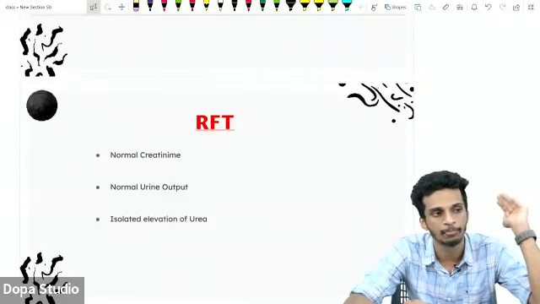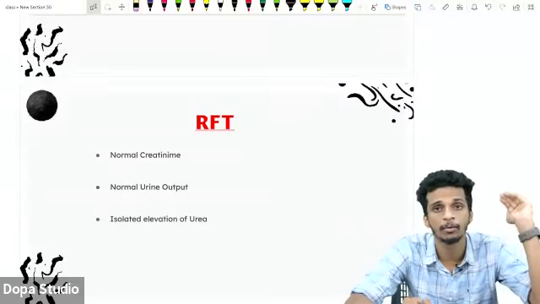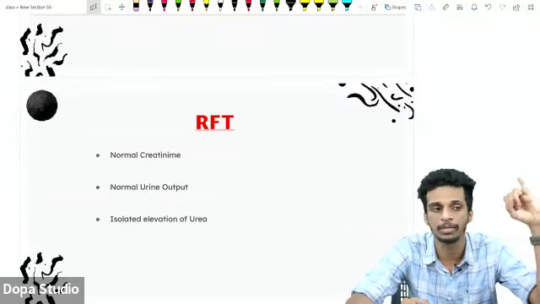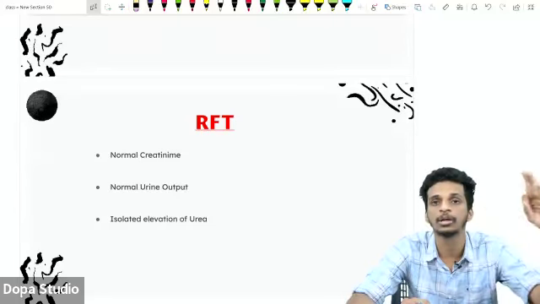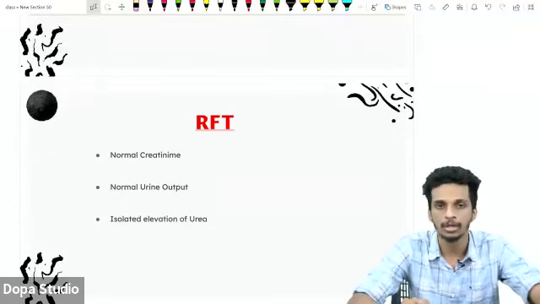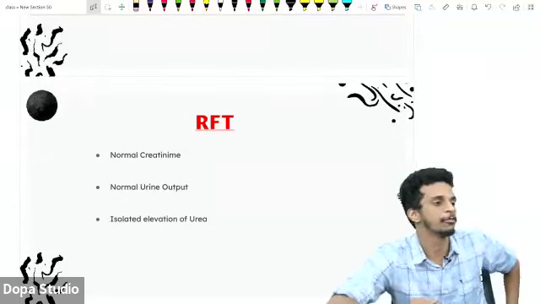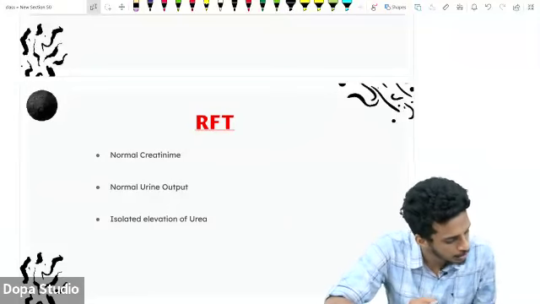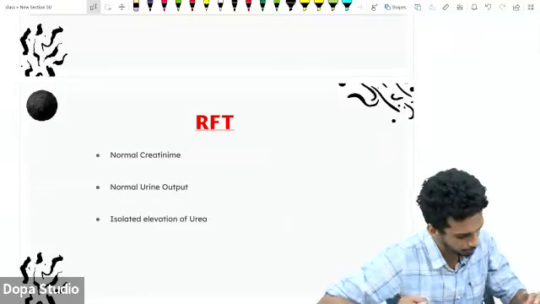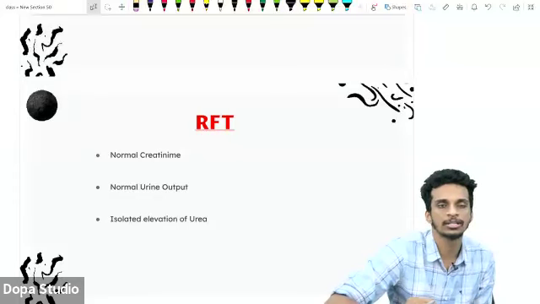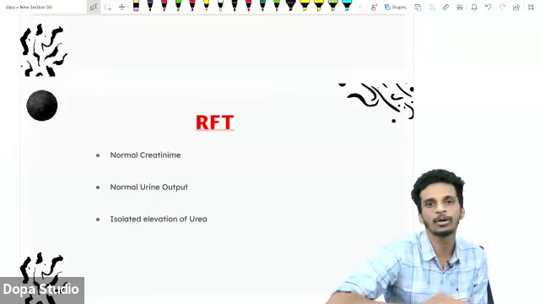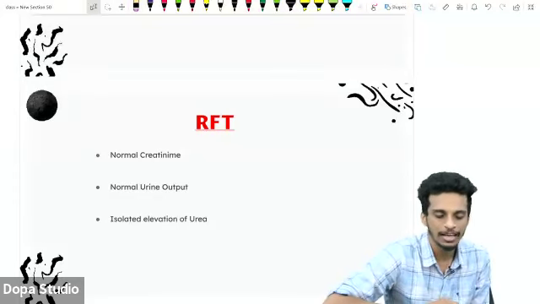At this point of time, we are discussing only and only about the routines. Routines include CBC, RFT, electrolytes, and in some patients, LFT. So speaking about RFT, as you know, it is the renal function test, and we have two important things in it. One is creatinine, second one is urea.